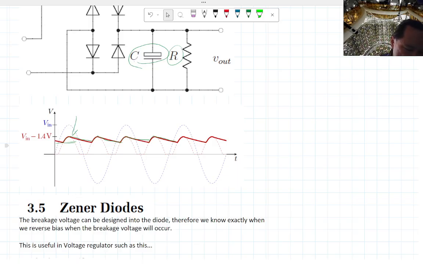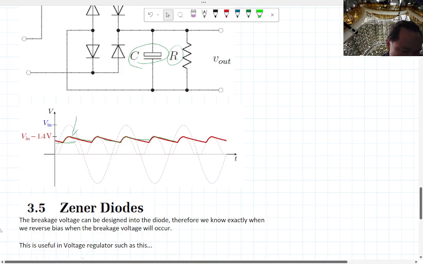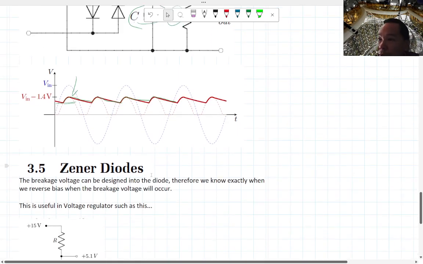Okay. All right. I'm just going to cover a couple more types of diodes. Yeah, 23 minutes.